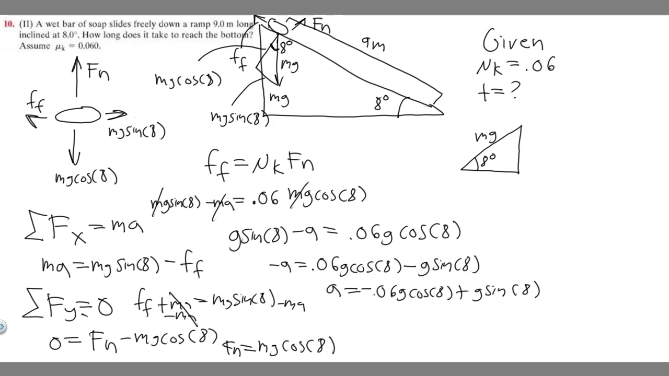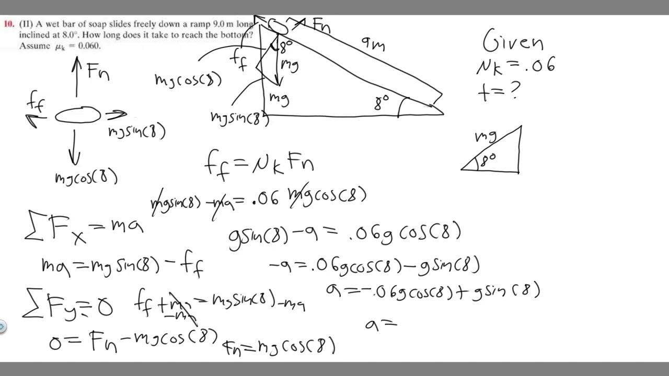So this right here is going to be our formula. And so now we can just go ahead and solve, right? So notice how g is the force of gravity. So we can just plug in 9.8, which is gravity, right? So just go ahead and plug it in. So it's going to be minus 0.06 times g, which is 9.8, times the cosine of our angle, which is 8 degrees, plus 9.8 times the sine of our angle, which is 8 degrees.